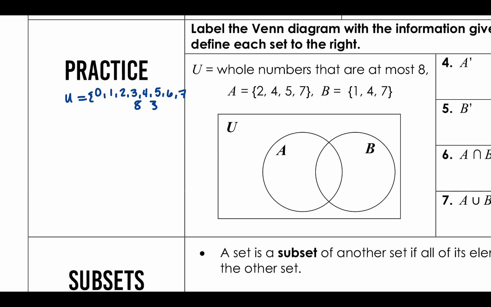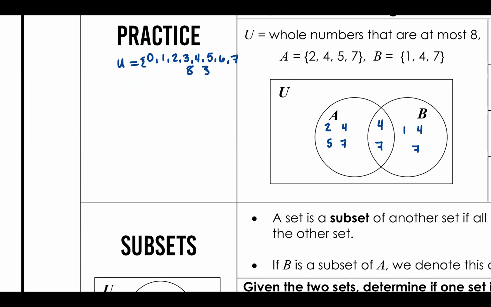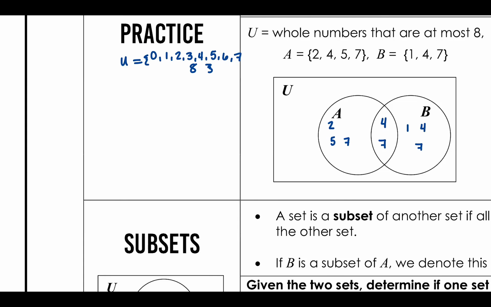So A has 2, 4, 5, and 7, and B has 1, 4, and 7. Now the sets have some similarities, so those similarities are going to go into our intersection. So 4 and 7 are in both, so it goes to our intersection, and we can erase them out of only set A, and we can erase them out of only set B.